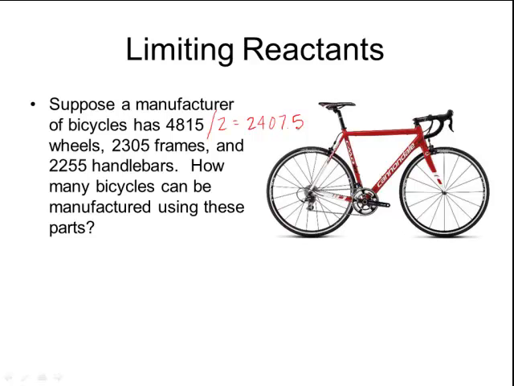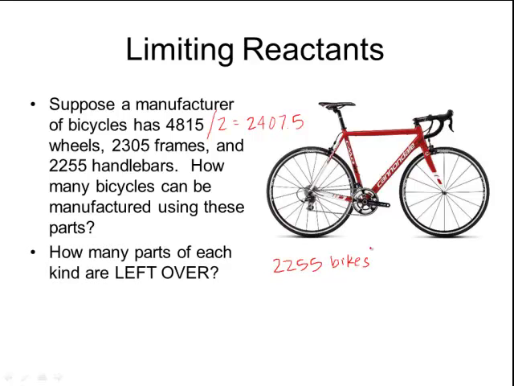I also know that I need 1 set of handlebars for every 1 bike, and that will allow me to produce 2,255 bikes. Because the number of handlebars yields the smallest number of bikes, I'm only going to be able to make 2,255 bikes using those parts.